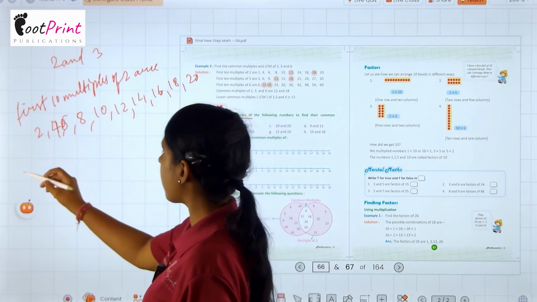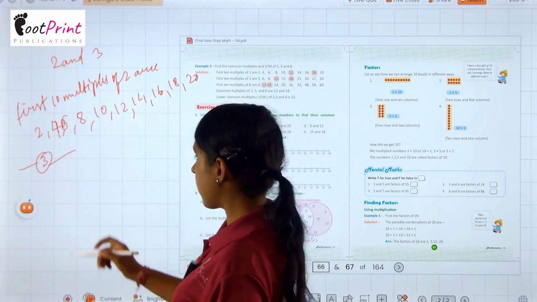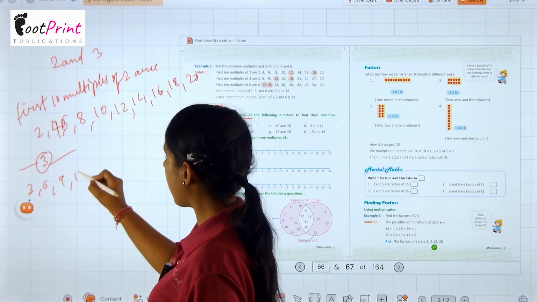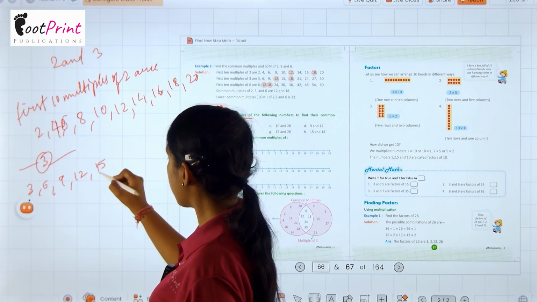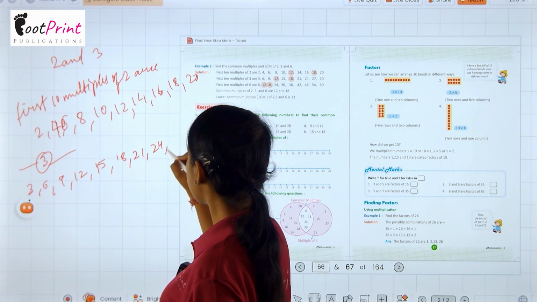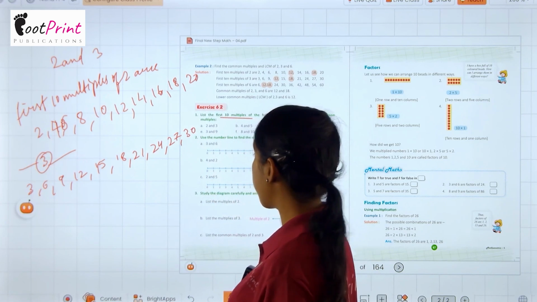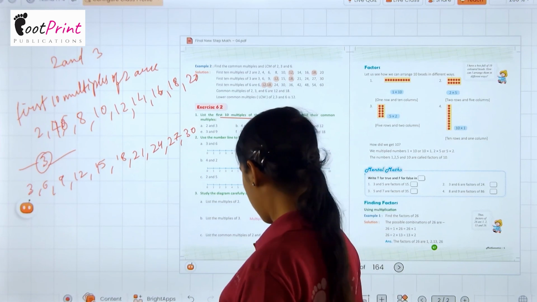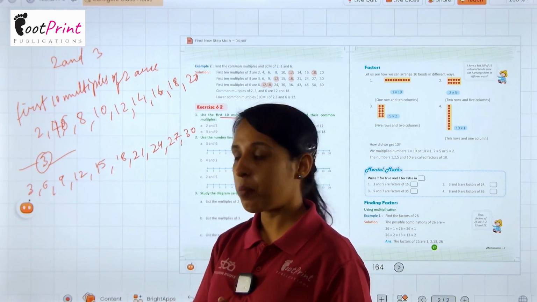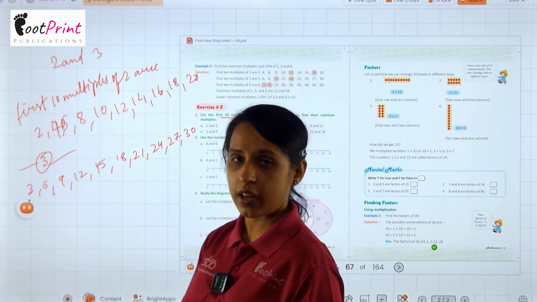And also the first 10 multiples of 3. If we write the first 10 multiples of 3, they are 3, 6, 9, 12, 15, 18, 21, 24, 27 and 30. So here we have to find the common multiples. Let's first observe all the numbers and find the numbers which come in both 2 and 3 also.